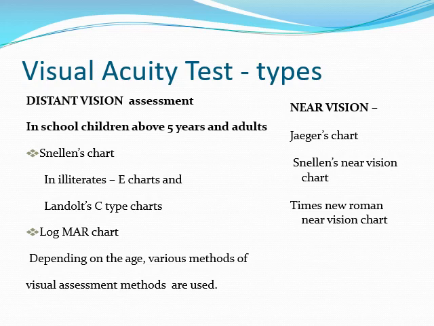Visual acuity test type. Depending on the age, various methods of visual assessment can be used for distant vision assessment, but here we are discussing the most commonly used in school children above 5 years and in adults, the Snellen chart and logMAR chart. In illiterates, you can use the E-chart and Landolt's C type of chart, and for near vision, we will be using the Jaeger chart, Snellen's near vision chart, Times New Roman near vision chart, and Landolt's C type chart as well.